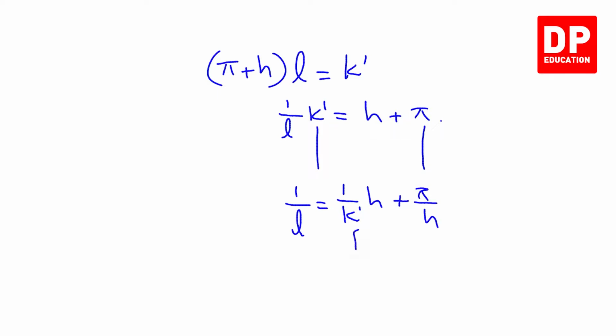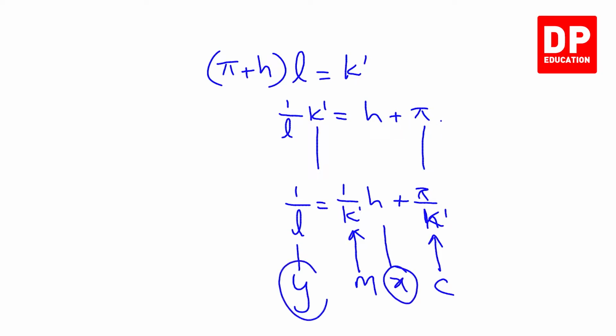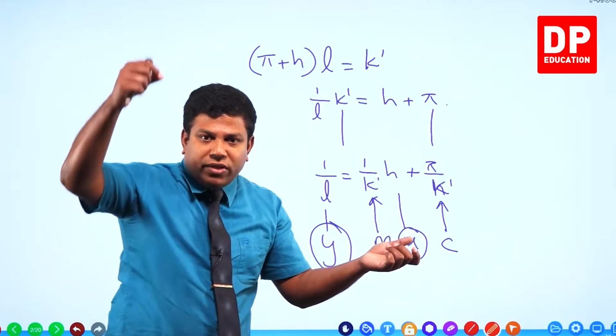So this is a constant. Let me call it M. P by K dash, this is a constant. Let me call it C. Y and X, those two are the variables. H is what I am going to adjust when I am adjusting the height of that tube.